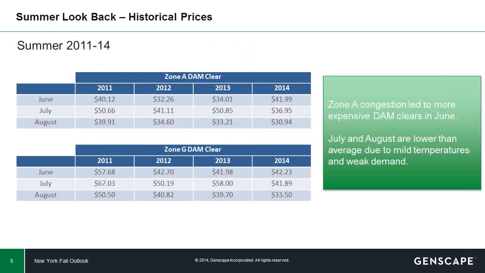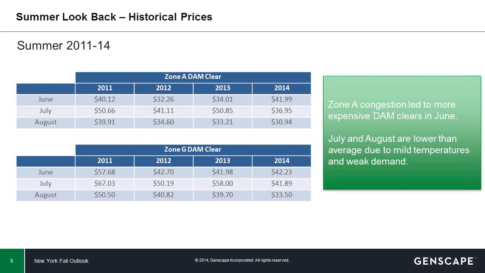So here are historical prices for the last 4 years. The most important thing to see here is Zone A on the top and G on the bottom. If you look at June, it is more expensive or comparable to the last 4 years. And another thing to see here is that the Zone A and G spread in June of 2014 is about $0.25 to $1. That obviously is because Zone A was congested.